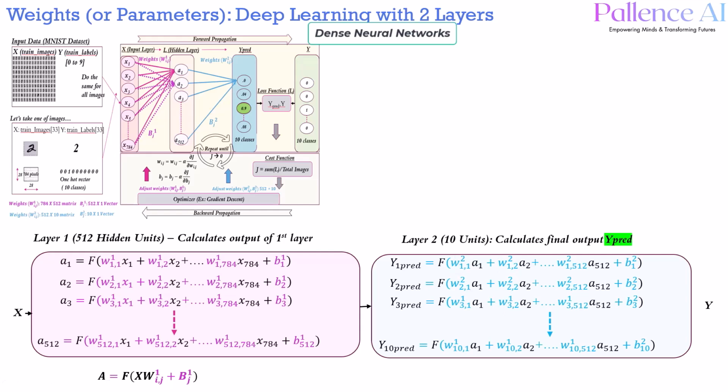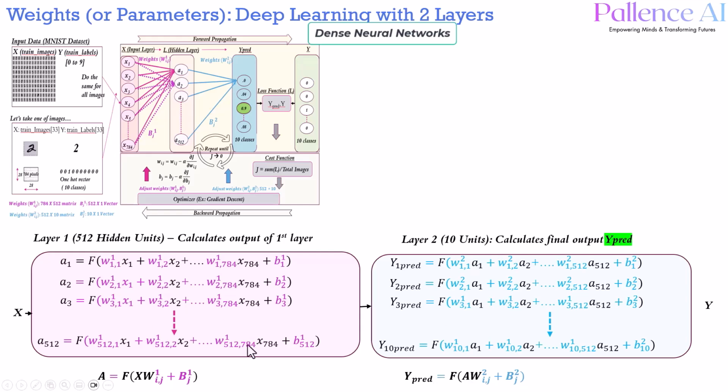So as you can see here in layer 2, which is our final output layer, we are calculating y1 pred, y2 pred, and up to y10 pred. This can also be expressed in matrix notation. Y pred is equal to a function applied to a matrix multiplication between A, which is the output of the hidden layer, and the second set of weights. The first set of weights are in pink, and the second set of weights are in blue. So W2 would be the second set of weights, and then a bias term. You apply activation function f to that, and you calculate y pred.